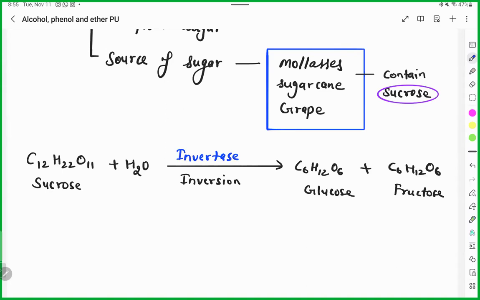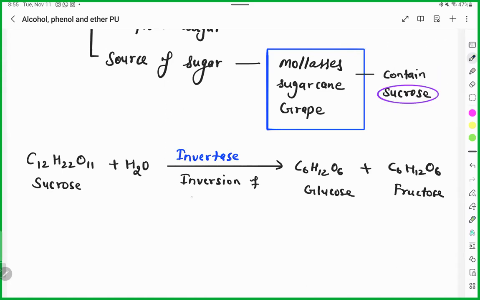So what is inversion? You know inversion of configuration in the case of SN2 reactions. Same thing here. You will have inversion of configuration, and that's why the enzyme used here is invertase.